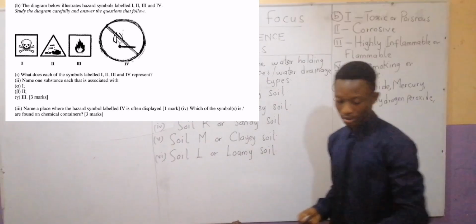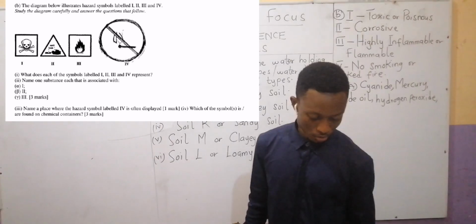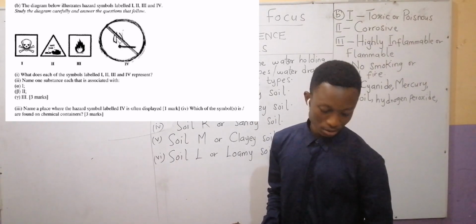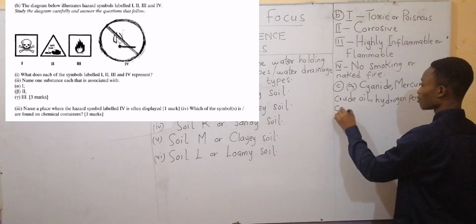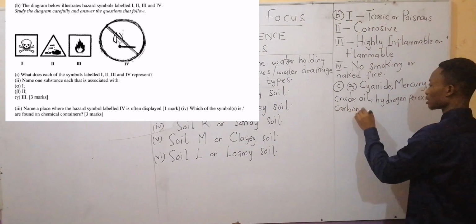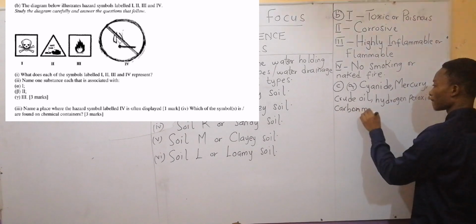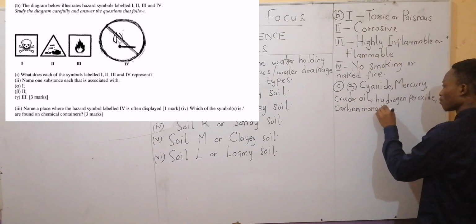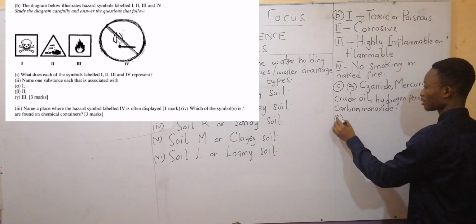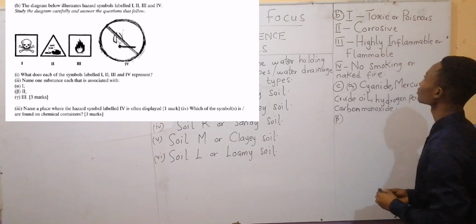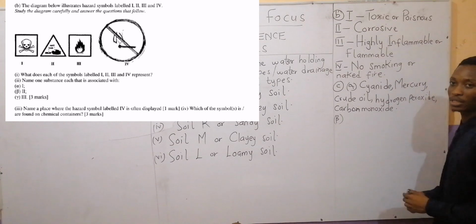Hydrogen peroxide, and then you can also add one more to it. That's some of the gases that we inhale from cars, fumes, carbon monoxide, and the like. Then corrosive things, things that burn.